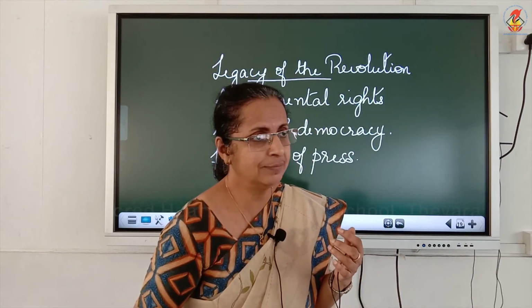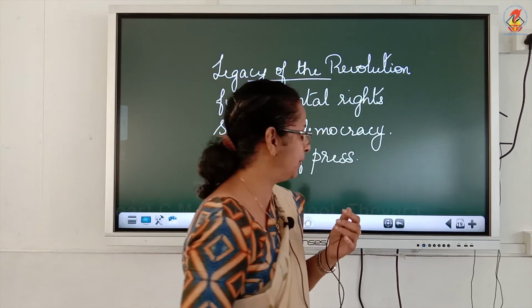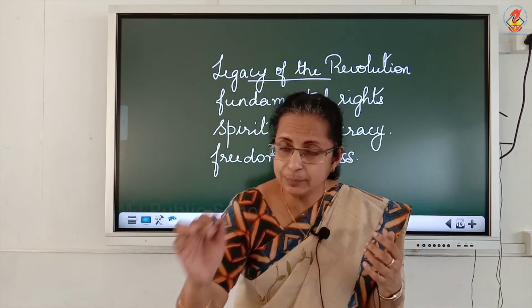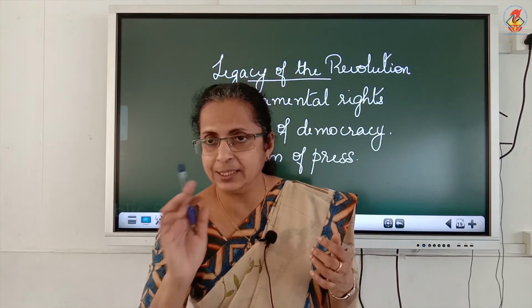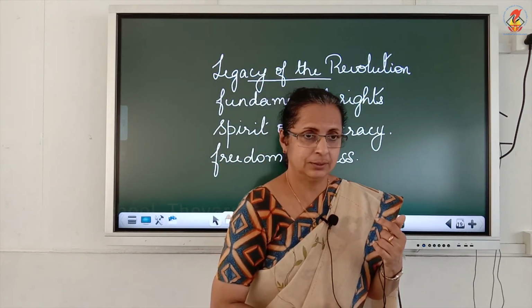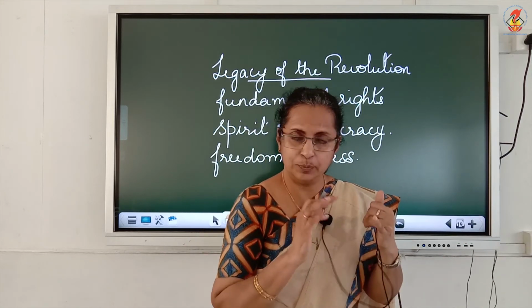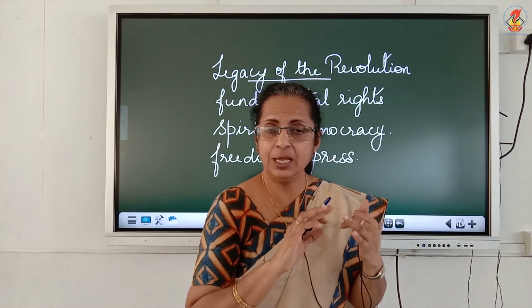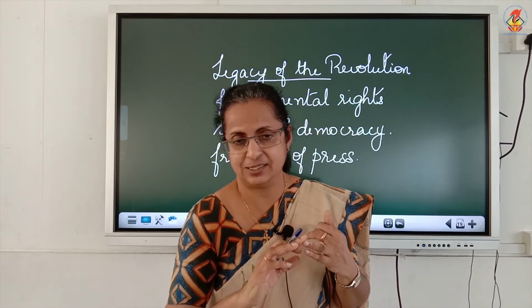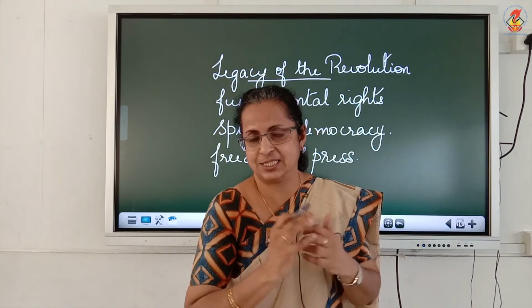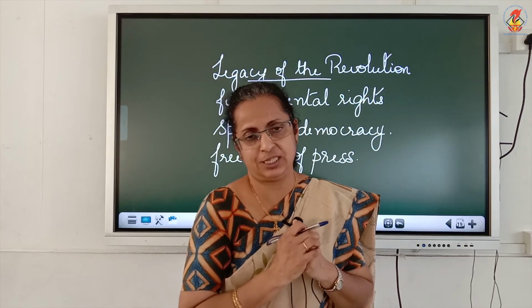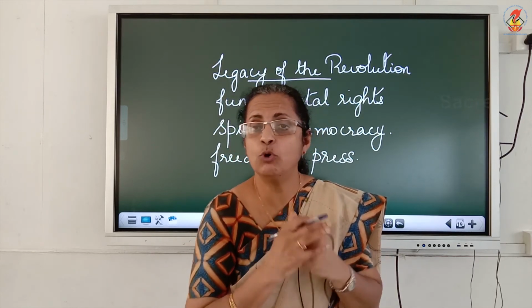There should be love, there should be unity and cooperation among the different kinds of people that live together in a nation. Equal rights should be there. There should be liberty. There should be brotherhood, fraternity. So all this is part of democracy. So from this, what do we understand?